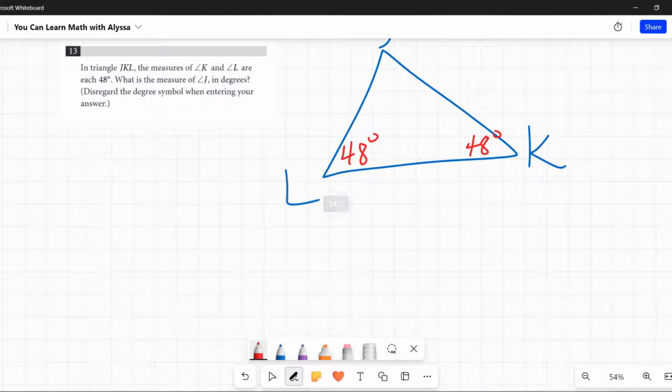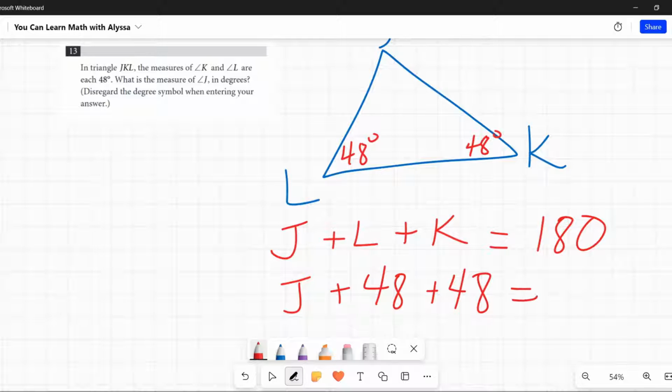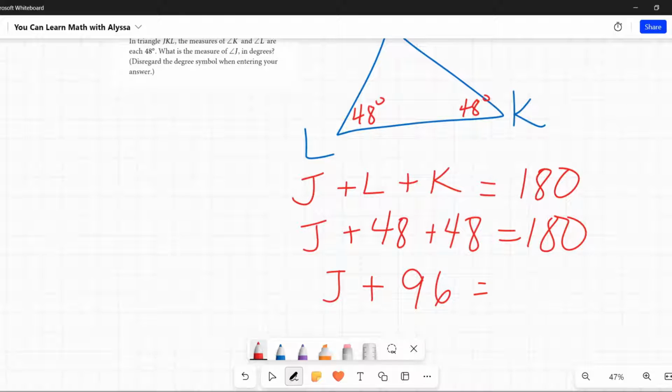They are testing whether you know that the three angles of a triangle, any triangle, when added up, equal 180 degrees. So in this case, angle J plus angle L plus angle K would equal 180. They've told us that angle L is 48 and angle K is 48. Now let's just solve for J. 48 plus 48 is 96. So J plus 96 equals 180.